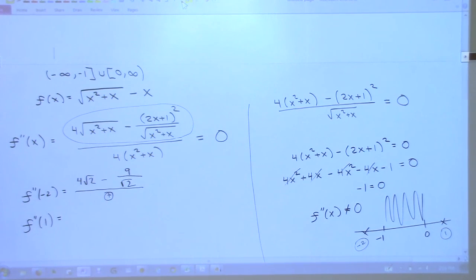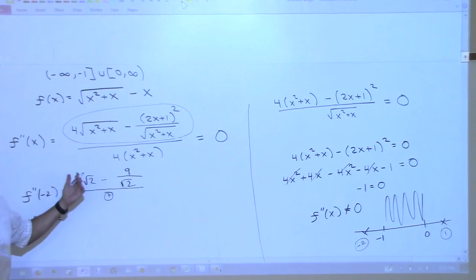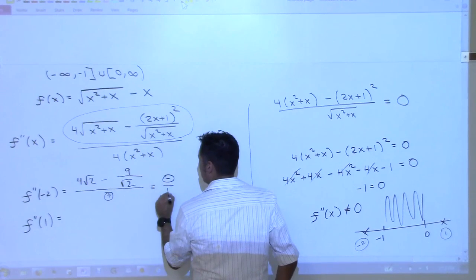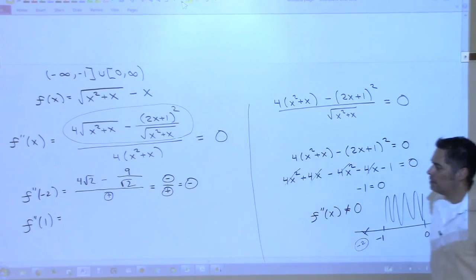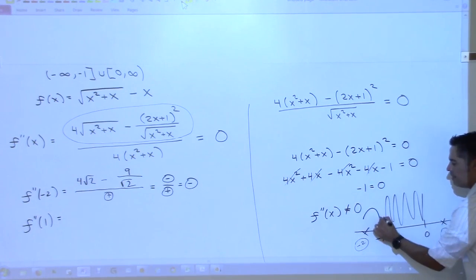Is it positive? I think it's negative. It's negative. Yeah, this is going to be negative on top if you put those two together. I'm just trusting you could crank this out on your calculator. So this is going to be a negative on top and a positive on the bottom, which means we have a negative, which means we are concave down. So over here we're concave down.